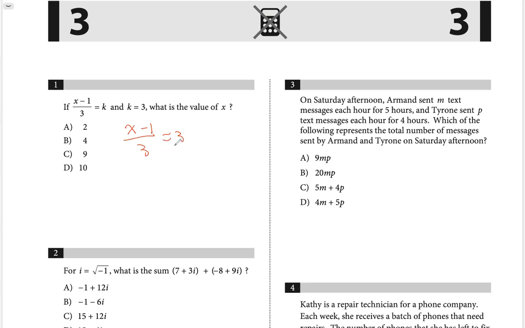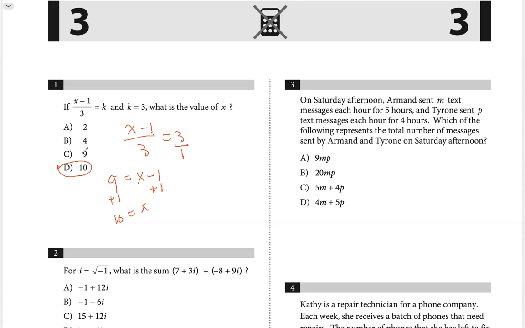Now what do we do? We can do cross multiplication. We do 3 times 3, which is 9, equals 1 times x minus 1. Or 1 times any number will be that number. Now we add 1 on both sides. So x equals 10. Right? That's it. So the answer is D.